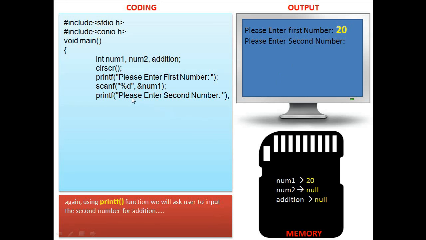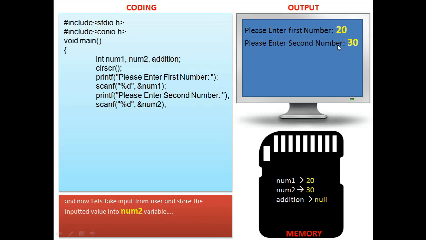Next statement, please enter second number. So it will display on the screen like this, please enter second number, and we will take the second input from the user by using the scanf function. So the scanf function will take an integer value from the user and store it in the num2 variable. So now you can see the user typed the value 30 and this value is stored in the num2 variable.